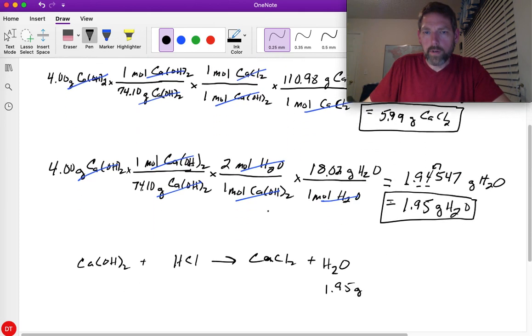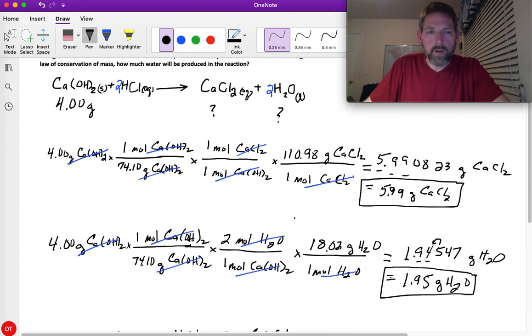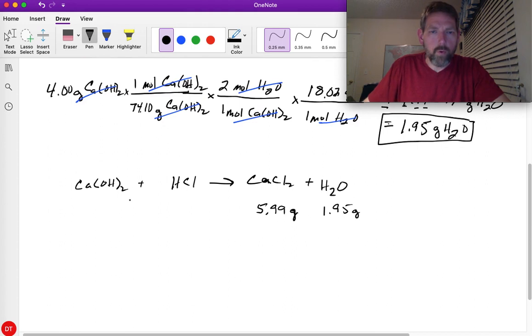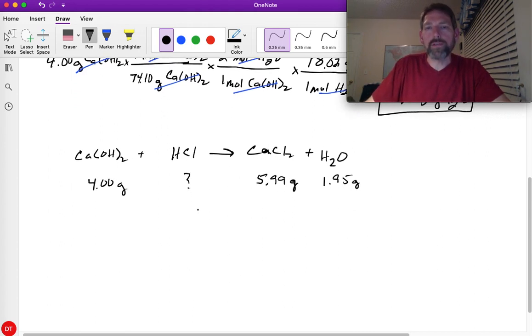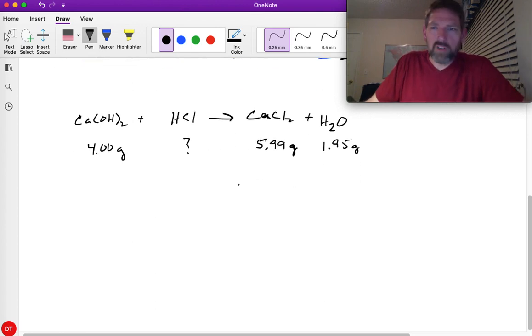Up here we calculated 5.99 grams, and we know that we're working with 4 grams of this. So the question is, in an ideal situation, what mass of hydrochloric acid would we have? Typically, you don't go by mass for hydrochloric acid. We would go with a certain volume of it and a certain concentration. I'll take the same problem and incorporate it in some other stoich problems that we'll do with that. But for the sake of argument, we can just focus on mass.